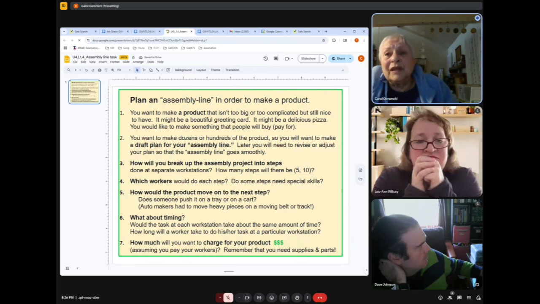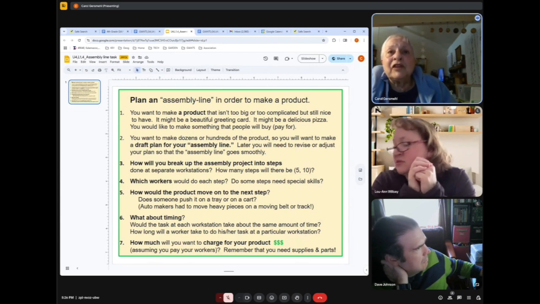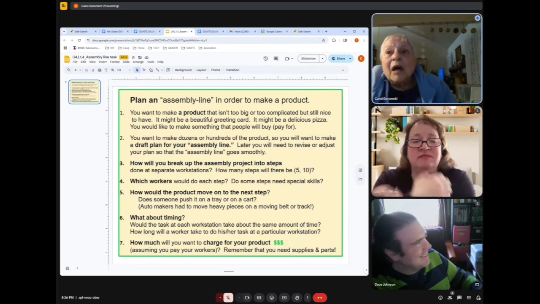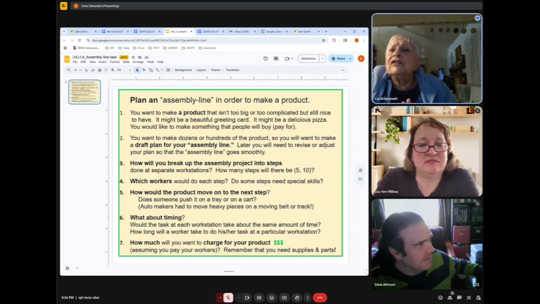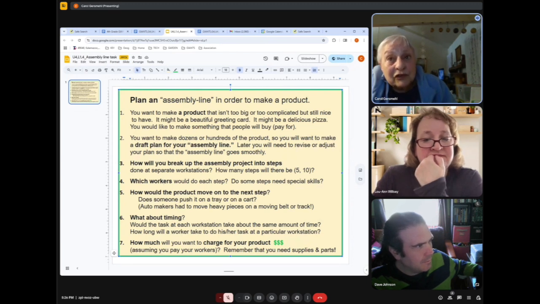Another way that students could think about planning their own assembly line is they'd want to choose making a product like a beautiful greeting card or a delicious pizza, and they'd have to plan an assembly line, and they do that in steps 3, 4, 5, 6, and 7. How are they going to break doing the beautiful greeting card up into steps? Each step would be a separate workstation. Then they have to decide which worker or workers they would put at each workstation. Would the person need particular skills?